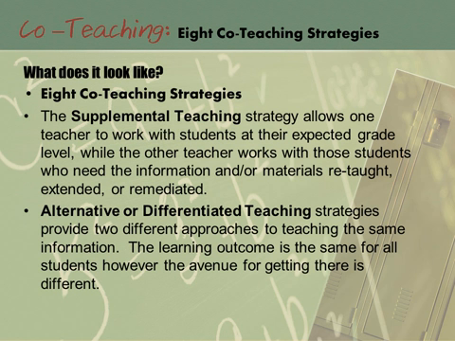Further, another co-teaching strategy is supplemental teaching, and this strategy allows one teacher to work with students at their expected grade level while the other teacher works with other students who need the information and materials retaught, extended, or remediated, somewhat what we were talking about in the tiered instruction model of instructional delivery. And then we have another example of alternative or differentiated teaching, and this provides two different approaches to teaching the same information. The learning outcome is the same for all students, but the avenue for getting there is different.